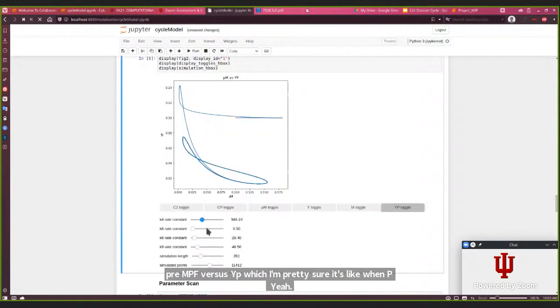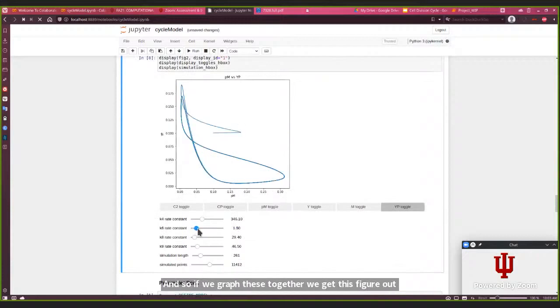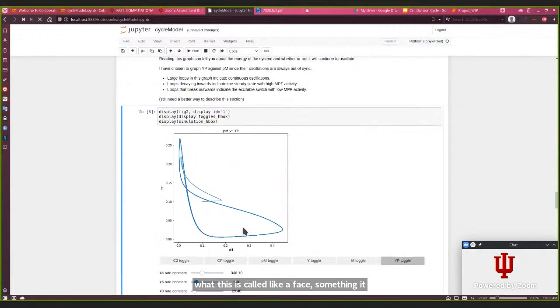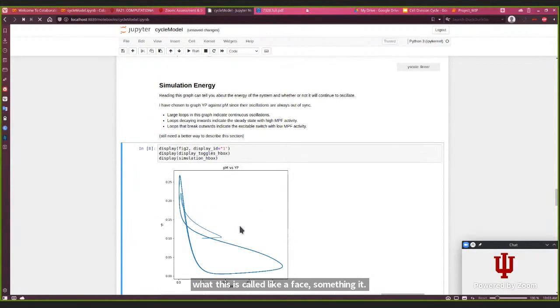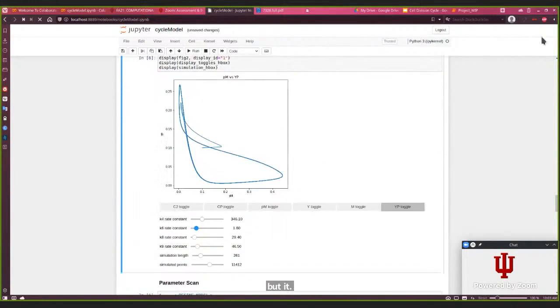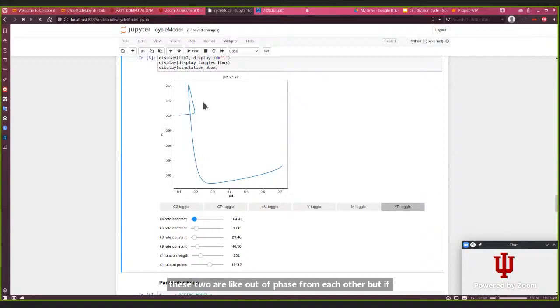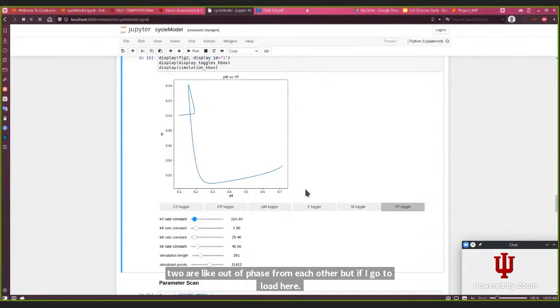And so if we graph these together, we get this, I forgot what this is called, like a phase diagram something, I don't know. But the loops here can describe, or are a better way to look at, how the simulation behaves. Right now it's in a big loop here, so we can tell it's oscillating because these two are out of phase from each other. But if I go too low here, we'll see that it isn't in a loop anymore, and that means it's not oscillating.